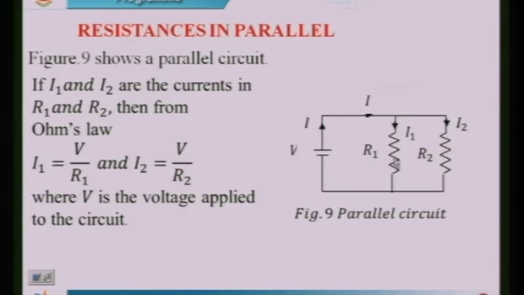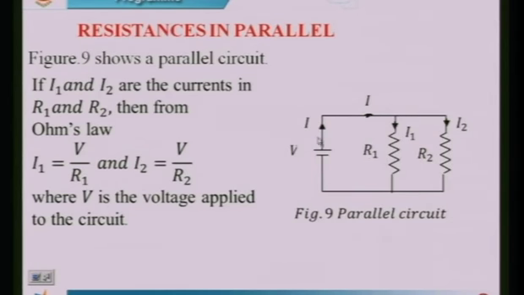Here you can see the two resistors are in parallel, these two are parallel across this. According to Ohm's law, you will observe the voltage is common to both. The current in this one according to Ohm's law will be equal to V divided by R1. Similarly, the current here will be V divided by R2.